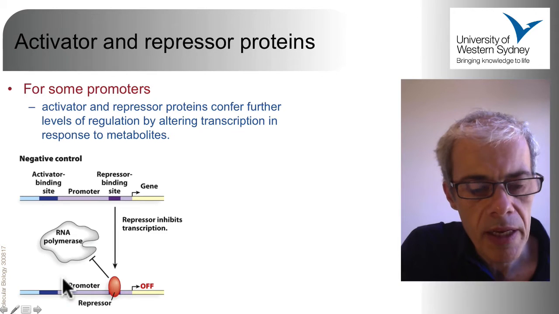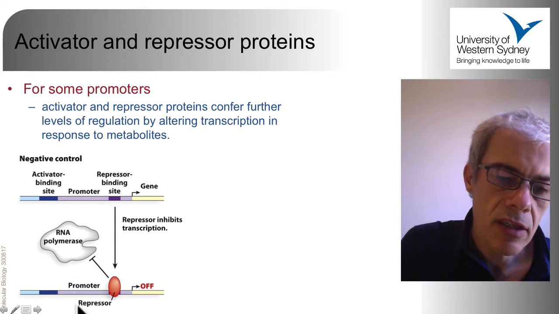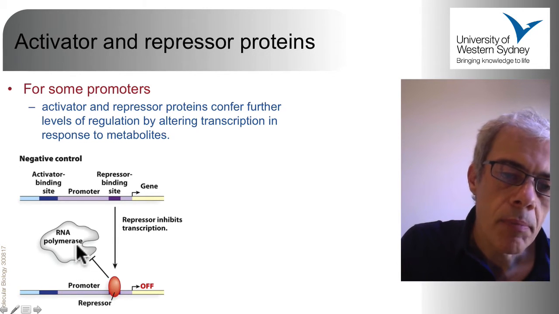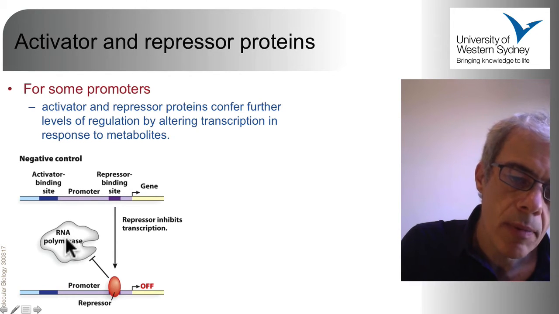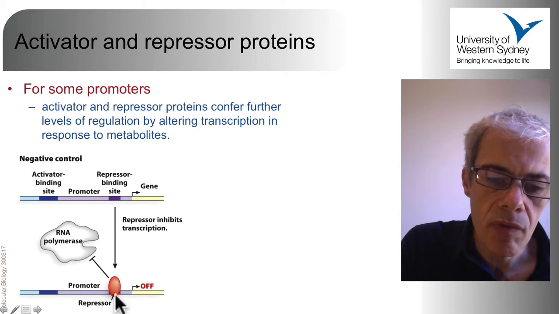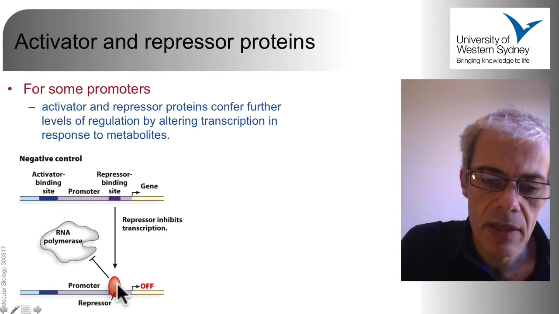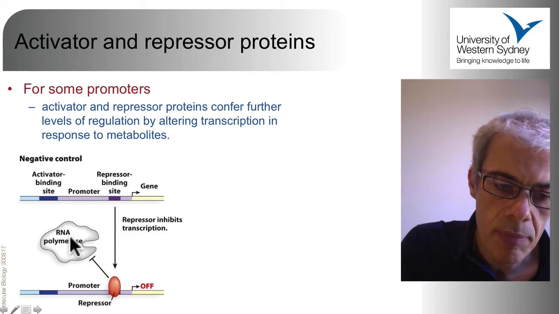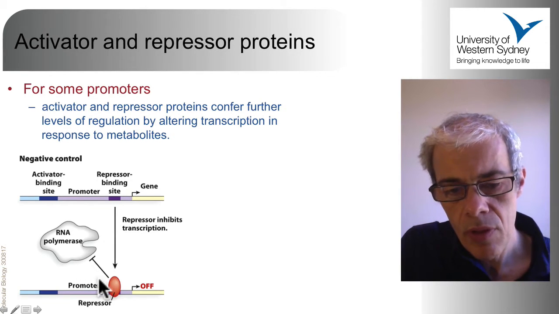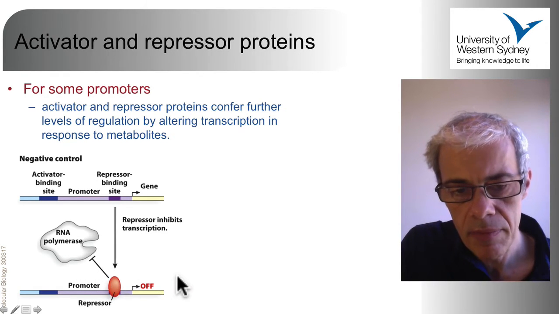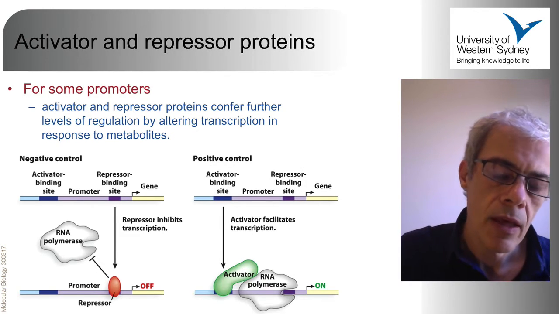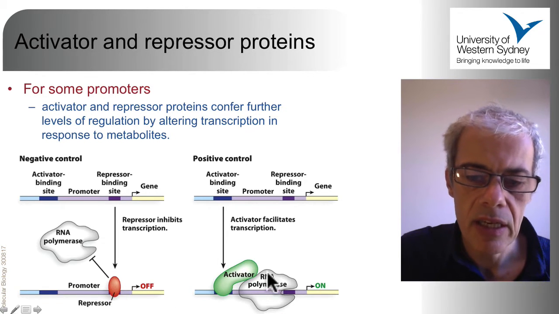Here's our promoter, and here's our RNA polymerase that has some kind of affinity for that promoter, whether it be a strong affinity or weak affinity. But the actual ability of that RNA polymerase to bind to the promoter is interfered with by the presence of a repressor protein. So in this sense, the repressor protein stops the RNA polymerase from binding or extending from the promoter through the repressor binding site into the gene. Physically, it can't proceed.